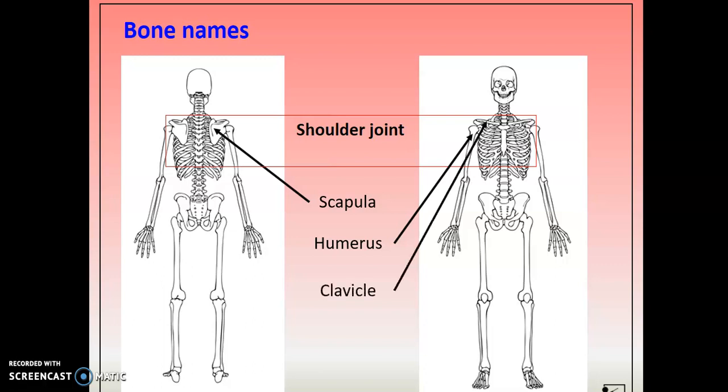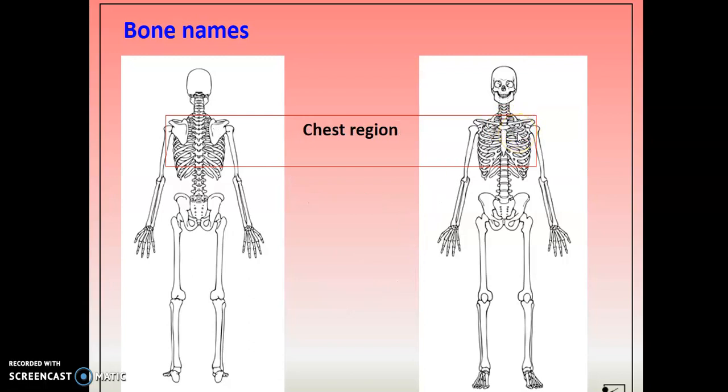And then here, some of you might have broken this before actually. Just running along the top, connecting into your shoulder joint here, you have got your clavicle, otherwise known as your collarbone. Moving down then into the chest region, you've got your rib cage.